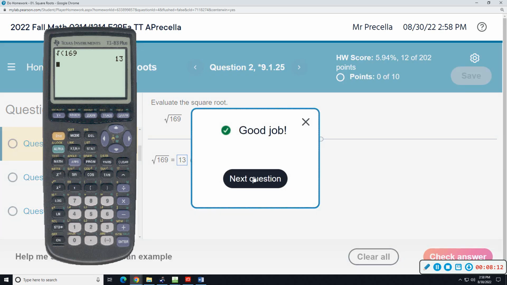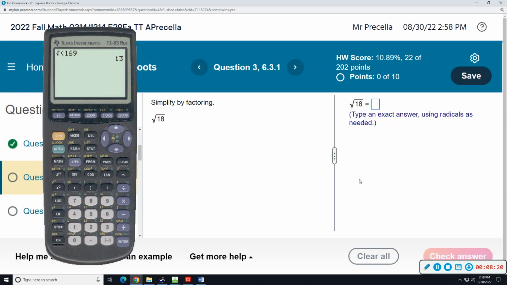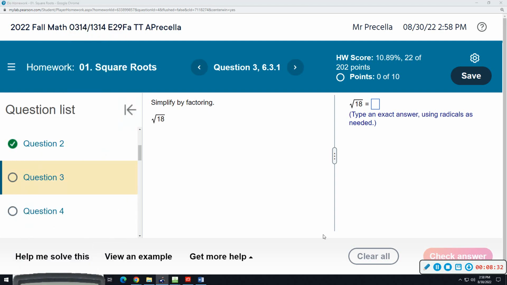Next question. Now notice 169 was also a perfect square. We're going to be getting to problems soon that are not perfect squares. Let's see. Is 18 a perfect square? Look at that. Write the problem down. The square root of 18. Okay, there's the square root of 18.